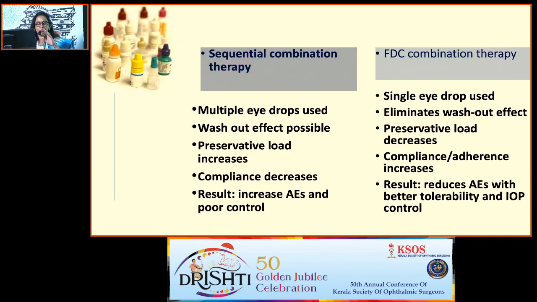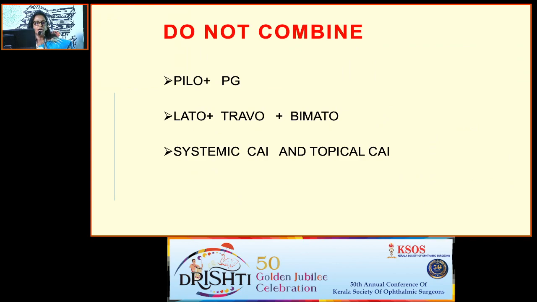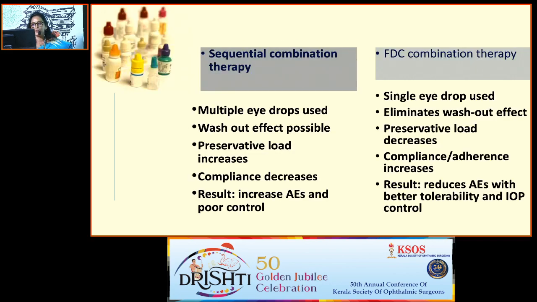And some of the combinations which we should be avoiding are drugs which act by opposing mechanisms, like pilocarpine and prostaglandin. One acts by decreasing the uveoscleral outflow, the other acts by increasing the uveoscleral outflow. So when you combine both, the effect of both is decreased. And adding medicines from the same group, like latanoprost, travoprost, and bimatoprost, does not have an additive effect, but has more of a drug toxicity effect. So you have to be careful when you're adding these drops.